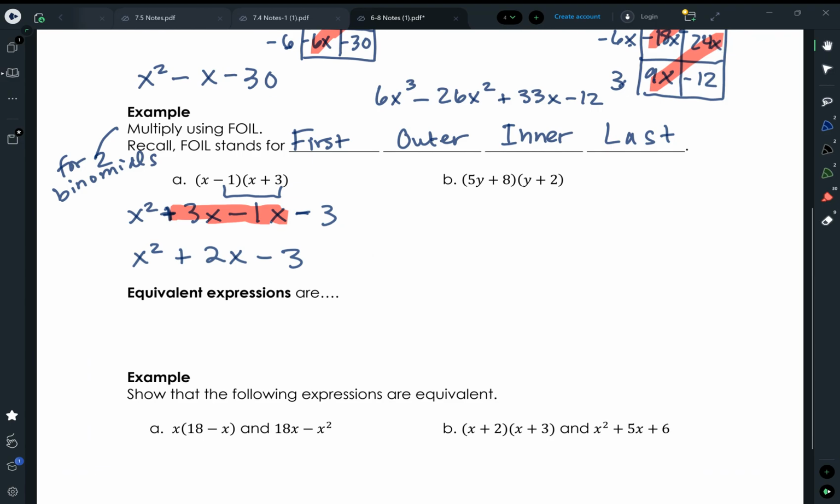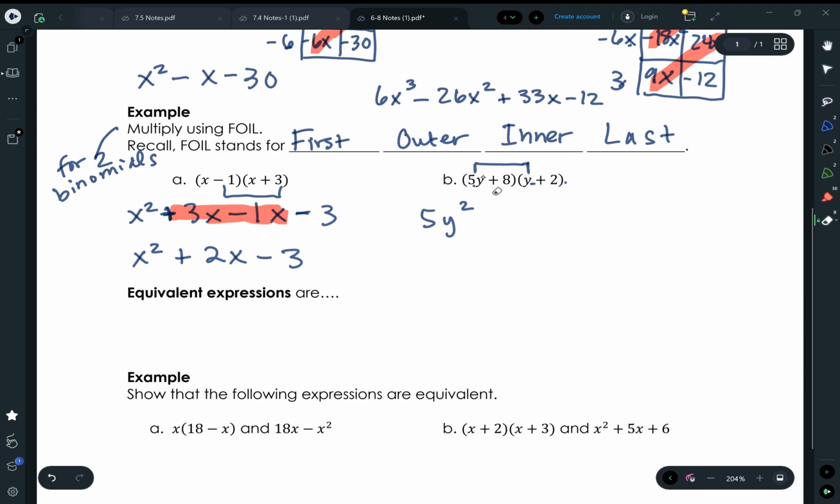So I take the first term of each set of parentheses. With the 5y plus 8, my first term is 5y. With the y plus 2, my first term is y. So 5y times y would be a 5y squared. And then I want to look at my outer terms. My outer terms would be the 5y and the 2. So 5y times 2 is 10y, so it's a plus 10y.